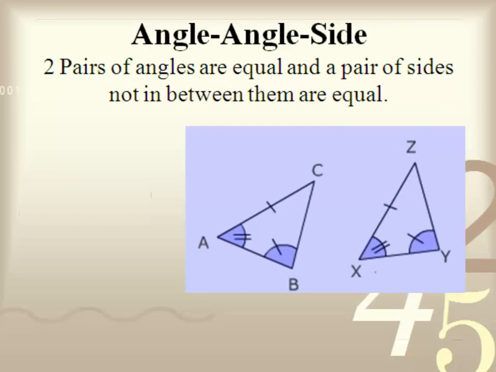Compare that to angle, angle, side. Here we also have 2 pairs of angles that are equal and a pair of sides that are equal. But this time the side is not directly in between the 2 angles. Angle, angle, side. The 2 angles are right next to each other. The side is off by itself. It's only touching one of them.